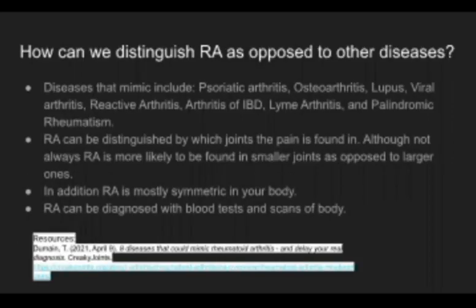Diseases that mimic include psoriatic arthritis, osteoarthritis, lupus, viral arthritis, reactive arthritis, arthritis of IBD, Lyme arthritis, and palindromic rheumatism. RA can be distinguished by which joints the pain is found in, although only sometimes. RA is more likely to be found in smaller joints than larger ones. In addition, RA is primarily symmetric in your body. RA can be diagnosed with blood tests and scans of your body.